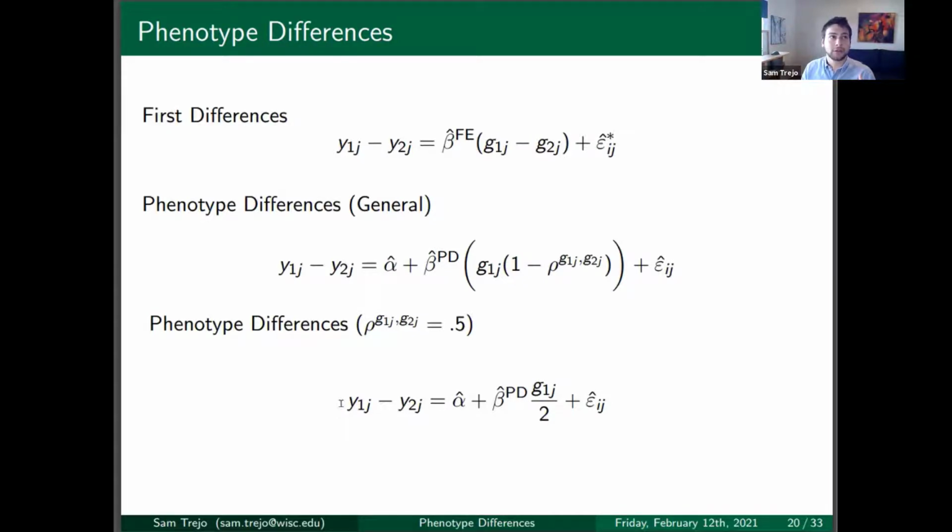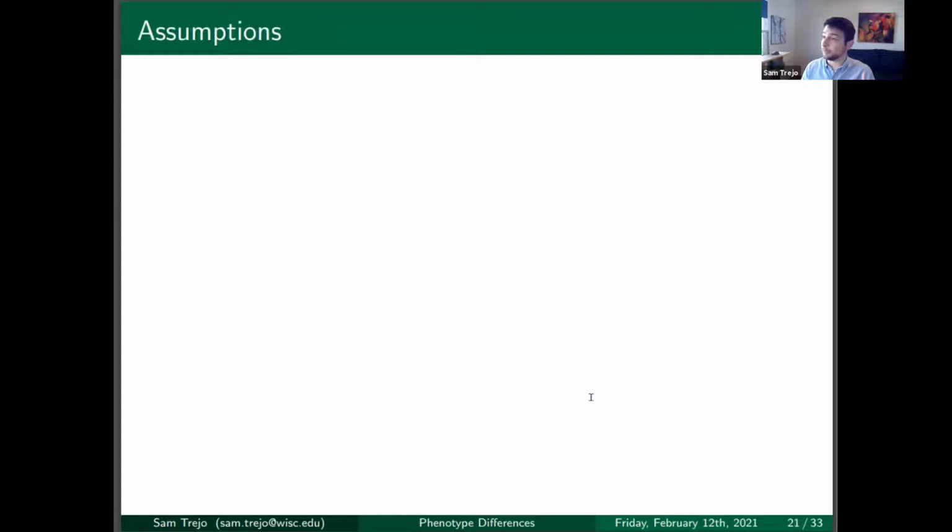So really, we can express phenotype differences as y1j minus y2j, with this intercept term, and then we're just looking at the beta coefficient on G1j divided by 2. So this little transformation gets us back the answer that we want, but it only works with certain assumptions.